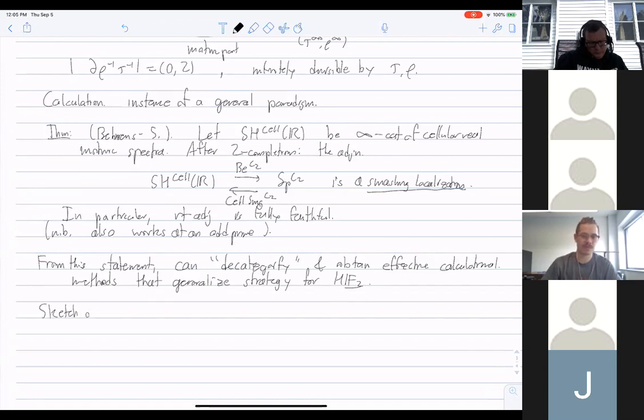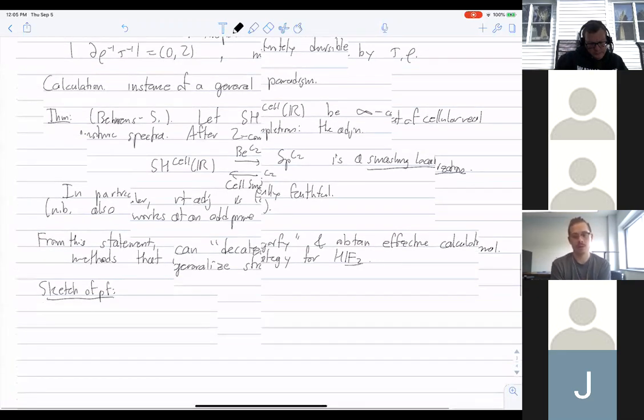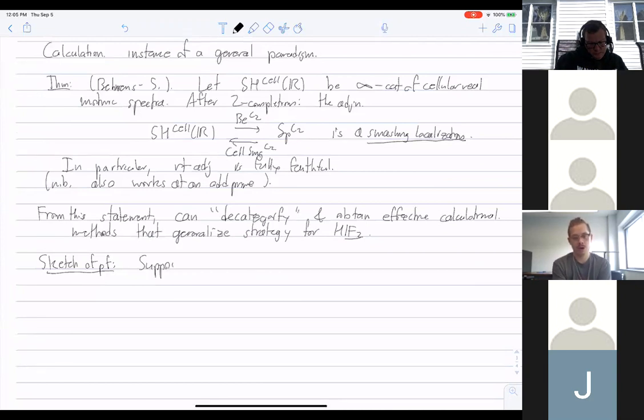Let me now go into a sketch of the proof. So why is this a smashing localization? To begin with, let's suppose I have a monoidal adjunction between 2 stable symmetric monoidal infinity categories C and D. By monoidal, I mean L is strong monoidal.